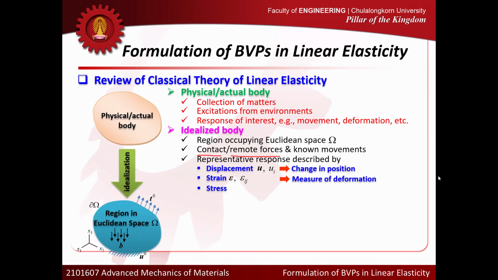We also have stress. Here we use the symbol sigma, and we have the index notation sigma ij. Basically we use this quantity to measure the internal force intensity, okay? Or you can think about it as force per unit area, in any direction. This is also a second order tensor, okay? Basically, we have three groups of response that we are interested in, right? Displacement, strain, and stress, okay?